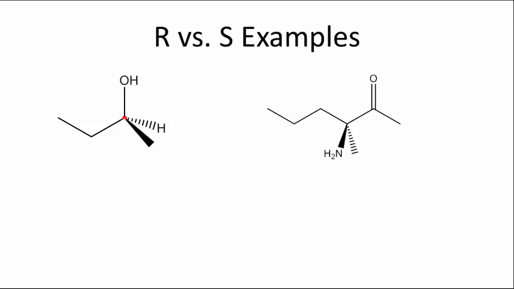First thing we're going to do is assign priority to those groups. Priority rules, remember, atomic number is our biggest differentiator. So of the 4 groups, which one of these would have highest priority?